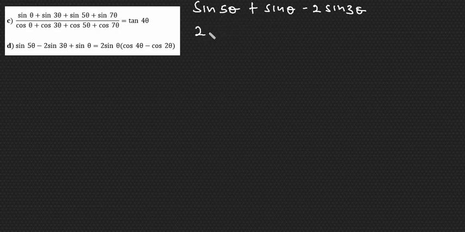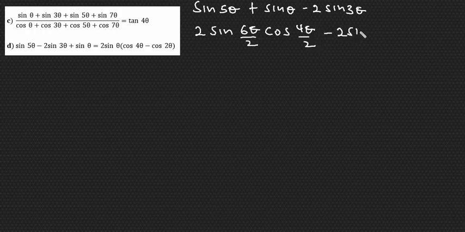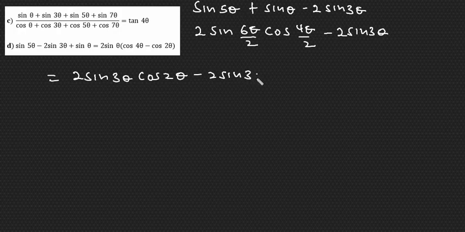This is going to be 2 sine cos. Sine, when we have added now these angles, we get 6 theta, then divided by 2. Then cos, when we subtract the angles, which is 4 theta divided by 2, then minus 2 sine 3 theta. So this gives us a 2 sine 3 theta cos 2 theta minus 2 sine 3 theta. So after that, we can now see that we have a 2 sine 3 theta common. So I get 2 sine 3 theta.